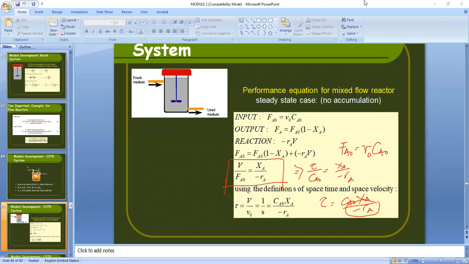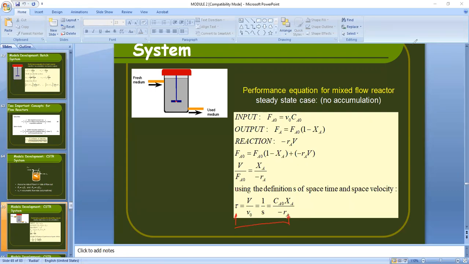Okay, I think it's on the next slide where the general performance equation for the CSTR is written. It's here, by the way. Tau equal to CAO XA divided by the rate. Okay, that's it. That's your performance equation for your CSTR.